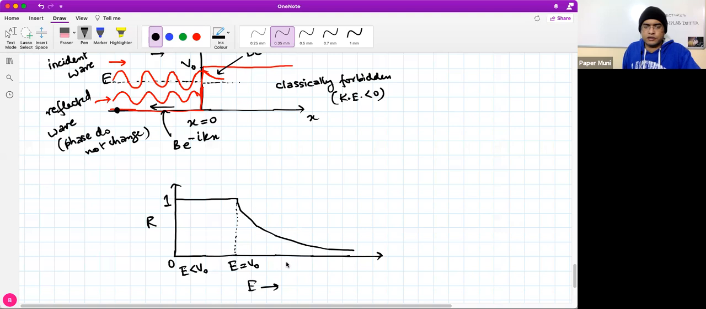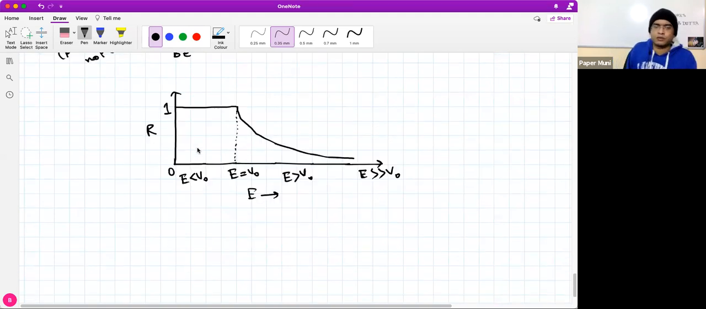Now in this case, this region is E greater than V naught, and this reduces to zero if we keep on increasing the energy. When E is very, very much greater than V naught, this coefficient becomes zero. The reflection becomes zero, negligible. We had done this analysis previously also. And for E less than V naught, in this region it is one. This graph is somewhat crooked here, but it's a smooth curve, not the way I've drawn it. It goes like this.